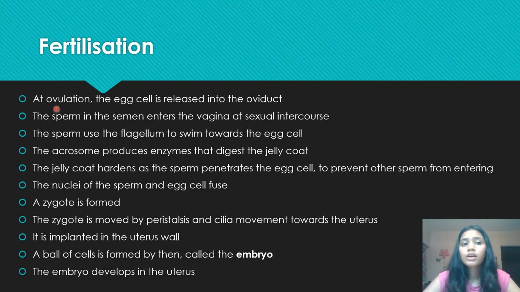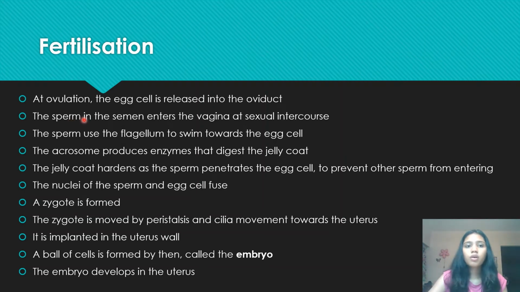As I've told you, at ovulation, the egg cell is released into the oviduct. What is ovulation? The release of an egg cell from the ovary into the oviduct. The sperm in the semen enters the vagina at sexual intercourse. As I told you, erectile tissue contracts, the penis hardens and becomes erect. The penis is inserted into the vagina, and ejaculation, that is, the semen is released into the vagina, and the sperm cells and the semen swim towards the egg cell.